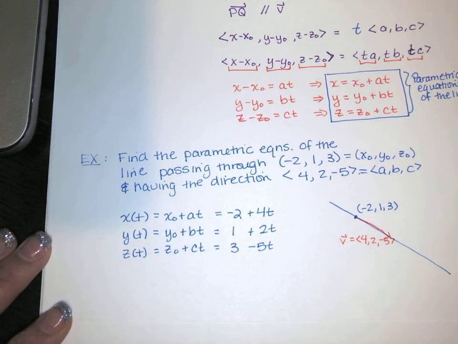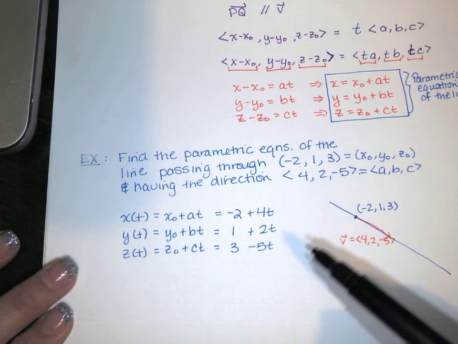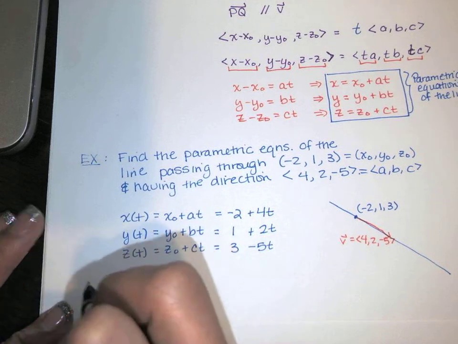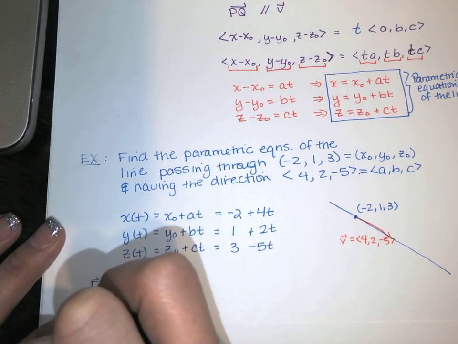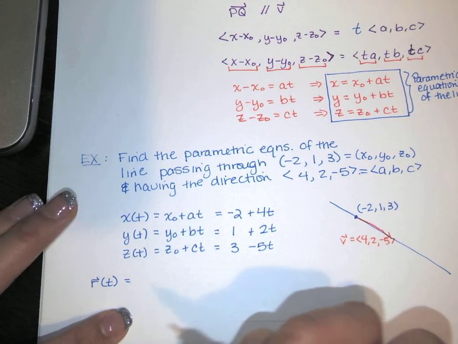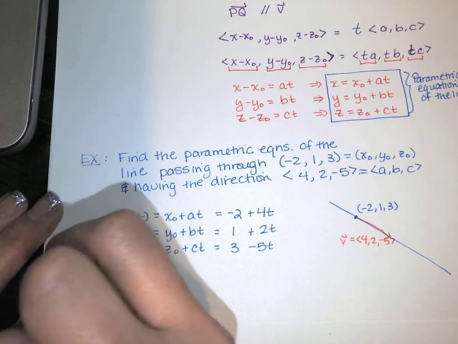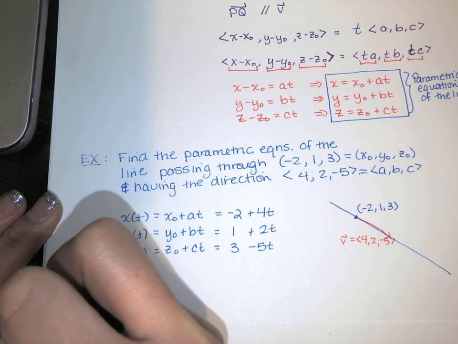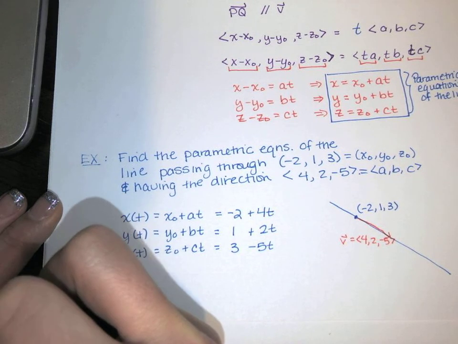Okay, before we talk about this picture, I want to give you what's called the vector equation of a line. And this is a little bit of a preview of what we're going to do in the next section. We're going to talk about something called vector valued functions later.